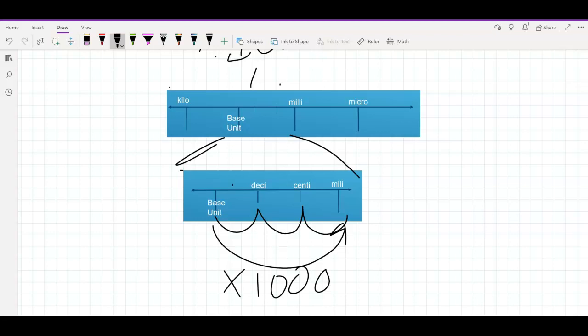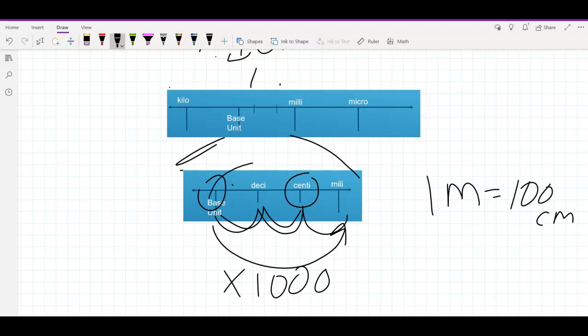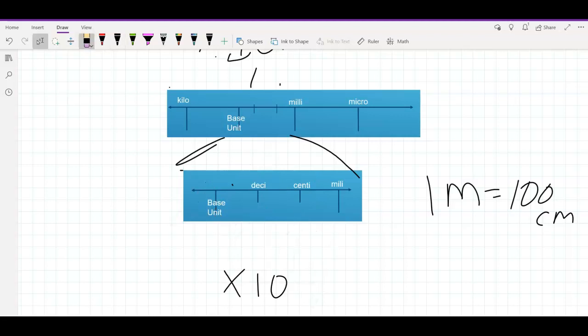So if you're going from the base unit to centi, you're going 2 decimal places. 2 decimal places is 100. So 1 meter equals 100 centimeters. So if you're going from meter to centimeter, you're multiplying by 100 or moving the decimal 2 places. If you're going from centimeter back to meter, that's again 2 places, so you're going to divide by 100 or move 2 places to the left.